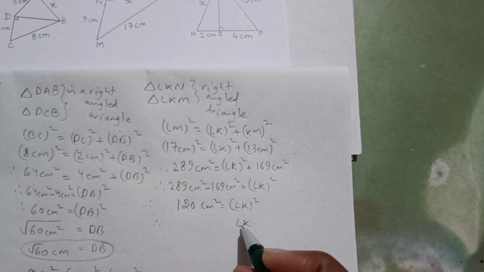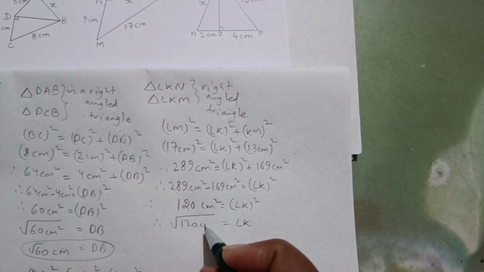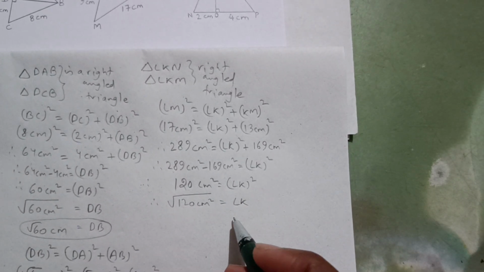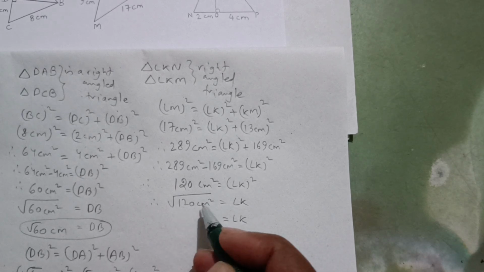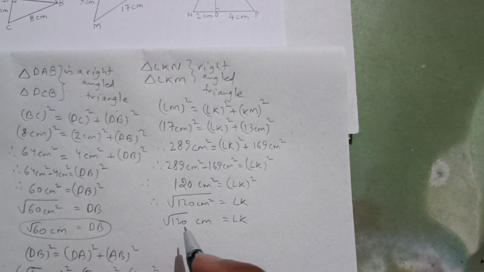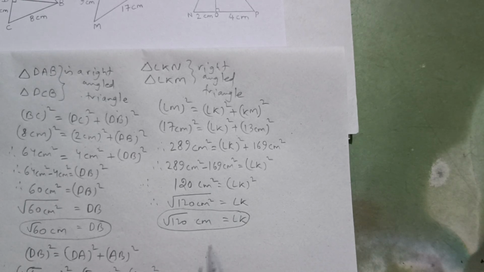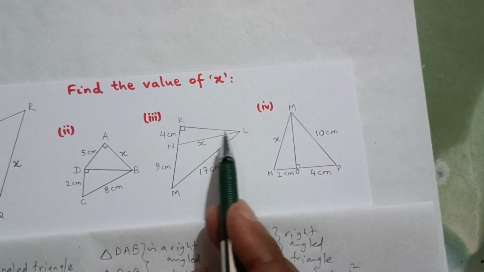So how much is LK? LK will be square root of this, so square root of 120 centimeter square. So LK is square root of 120 centimeter. I'm not simplifying this, I'm just keeping it as square root of 120. Okay, so LK is square root of 120 centimeter. So we have found out LK.